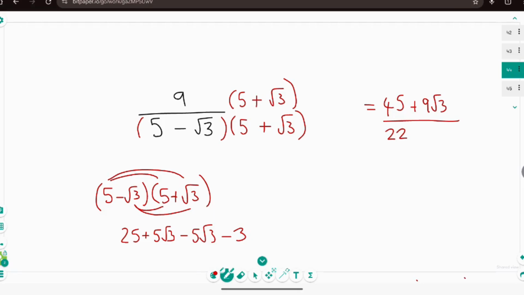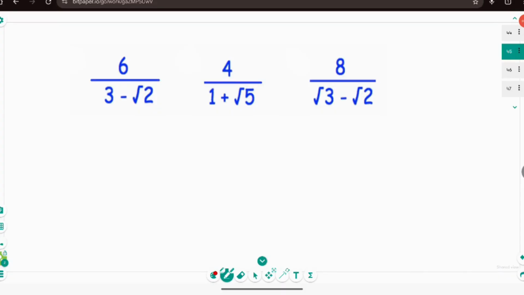Just to check if you can simplify, look at every term, every number. Do they have a common factor? Well, 45 and 9 do, 3, but the 22 doesn't. So no, we cannot simplify. Okay, maybe have a go at these 3. Put me on pause and press play when finished.